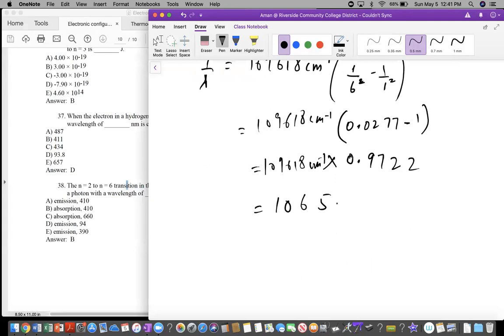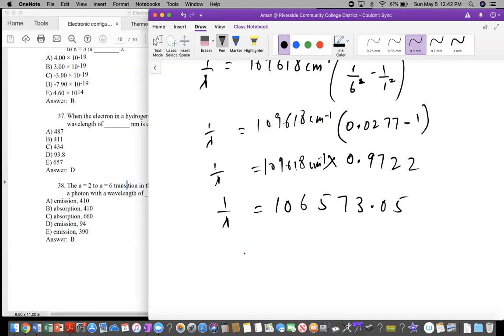Why am I seeing a slightly different number? Maybe I rounded it off. So 0.9722 times 109,618. Oh, I got a different number. 106,570. This is what I almost get. Okay, it's close, this is enough.